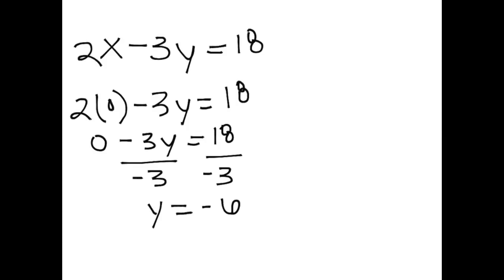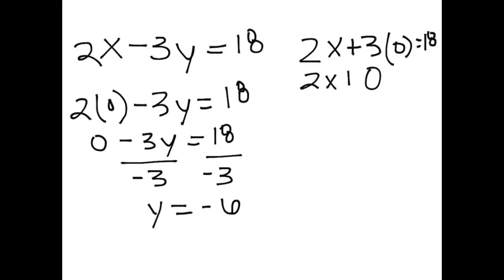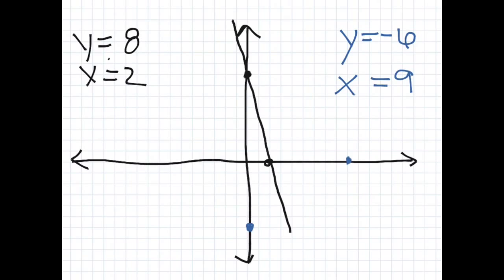And so then we would plug in the 0 for y in the other one, so it would be 2x minus 3 times 0 equals 18. And that would be 2x minus 0 equals 18. Divide by 2 on both sides to find x, so x would equal 9. Now we plot both of those 2 points as well, and draw another line connecting those 2 points to each other.